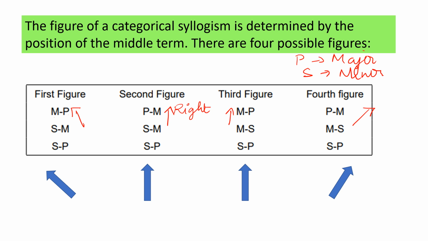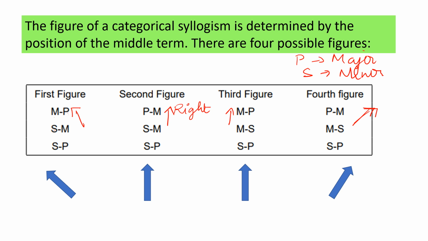So the first figure has the middle term this way, the second figure has the middle term on the right side, the third figure has the middle term on the left side, and the fourth figure has the middle term diagonally like this. Okay. So I hope you might have understood. Again, I'm repeating. P is the major term, S is the minor term, and M is the middle term. And the position of the middle term will help you to identify the figure of a categorical syllogism. So figure is the position of the middle term. So this is the arrow through which I have tried to draw.